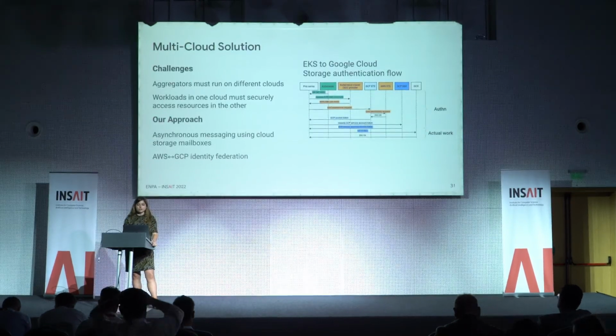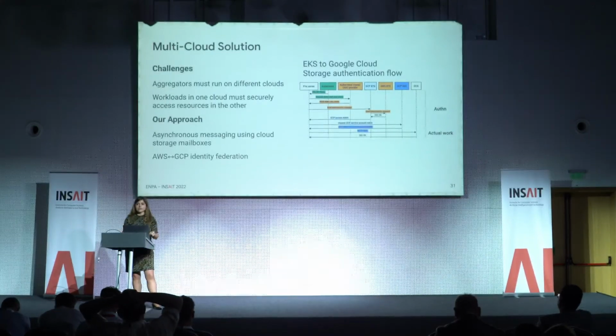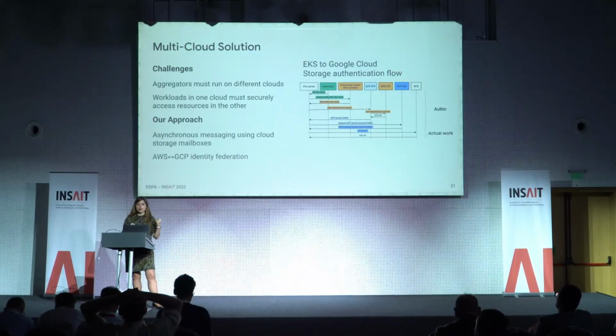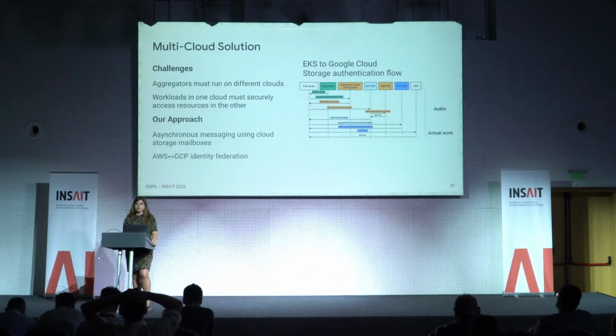Our solution is running the 2 aggregators on 2 different cloud providers to maximally meet the requirements of non-colluding parties. And in particular, one of the aggregators is running on AWS, and one of them is running on GCP. So as part of this, we needed to figure out how we can give workloads that are running on one cloud access to workloads on the other cloud. So we had to deal with many issues for identity federation across AWS and GCP.